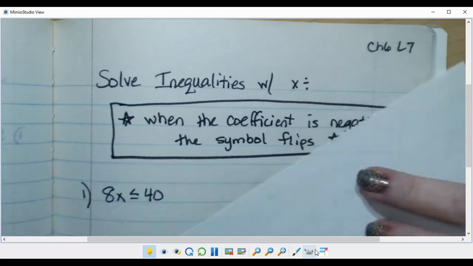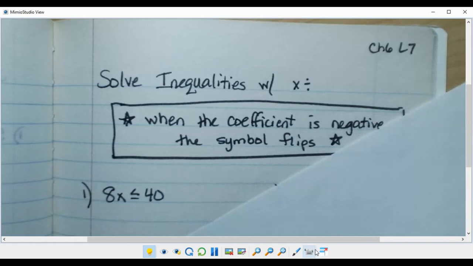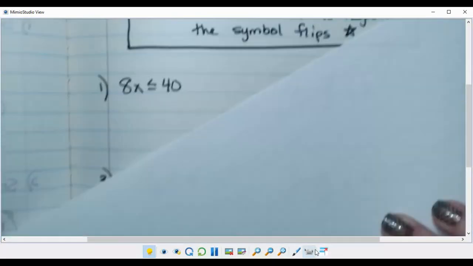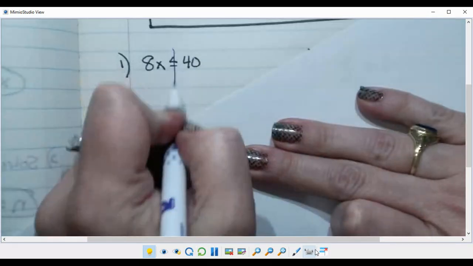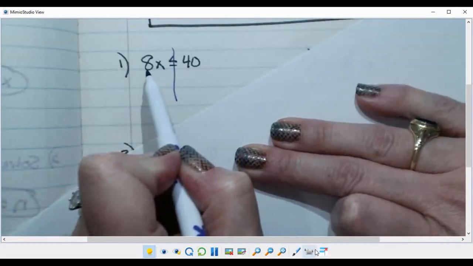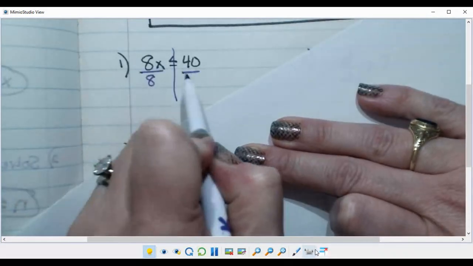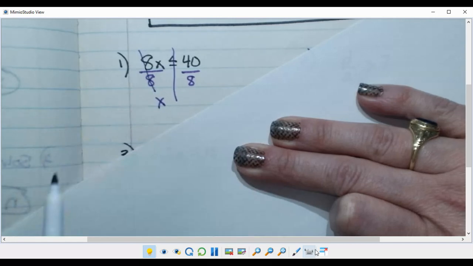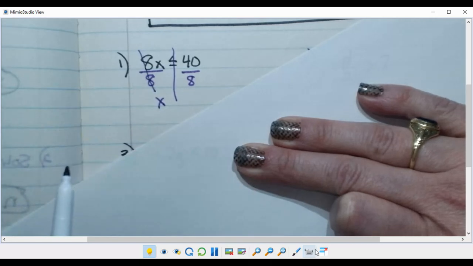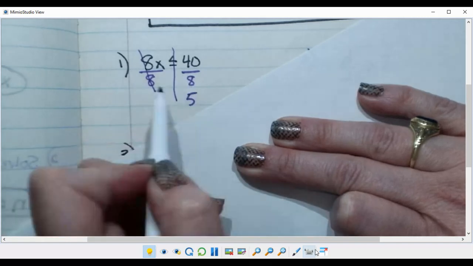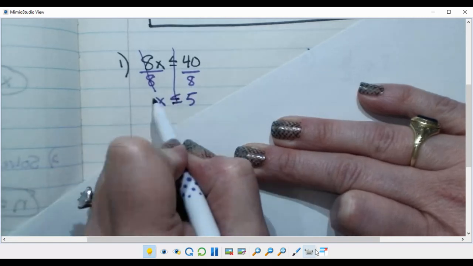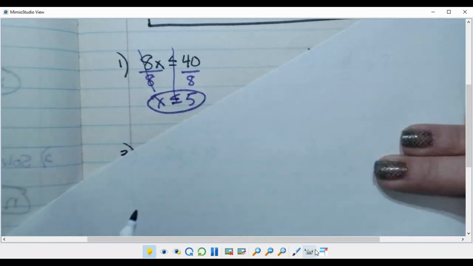Okay, let's look at our first one here. This is a straightforward, simple multiplication 8x problem. There's not a negative to be found. We're just going to do like we've always done, right? So here we split it. I see this as multiplication, so I'm going to divide. I'll be left with x, because that goes to 1. That's what we want, just x. 40 divided by 8 is 5. And because there was no negative anywhere to be found, I will bring down the exact same symbol that I started with. X is less than or equal to 5.